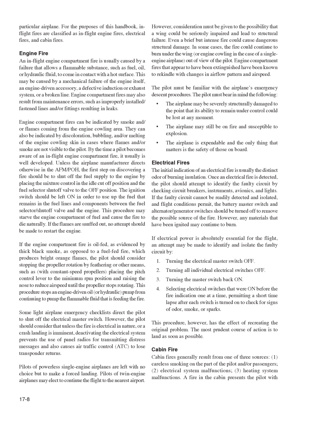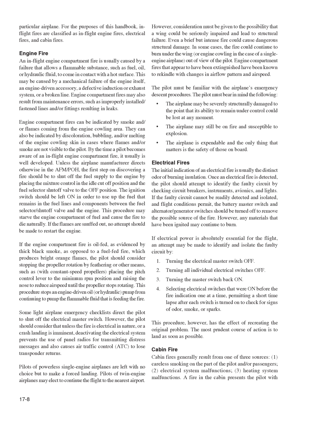If the engine compartment fire is oil-fed, as evidenced by thick black smoke, as opposed to a fuel-fed fire, which produces bright orange flames, the pilot should consider stopping the propeller rotation by feathering or other means such as, with constant speed propellers, placing the pitch control lever to the minimum RPM position and raising the nose to reduce airspeed until the propeller stops rotating. This procedure stops an engine-driven oil, or hydraulic, pump from continuing to pump the flammable fluid that is feeding the fire. Some light airplane emergency checklists direct the pilot to shut off the electrical master switch.